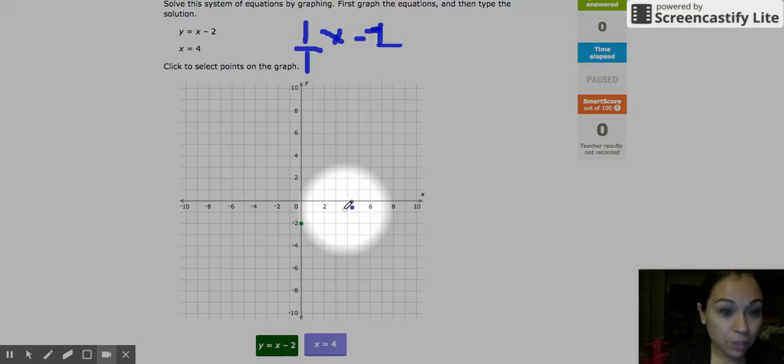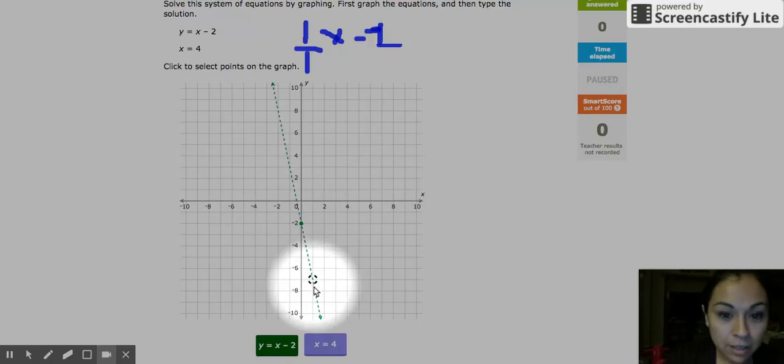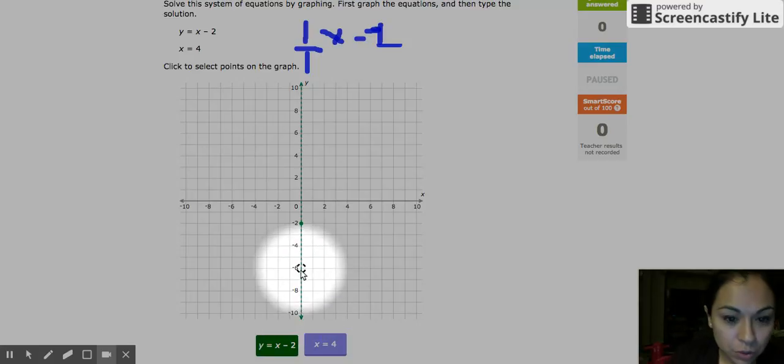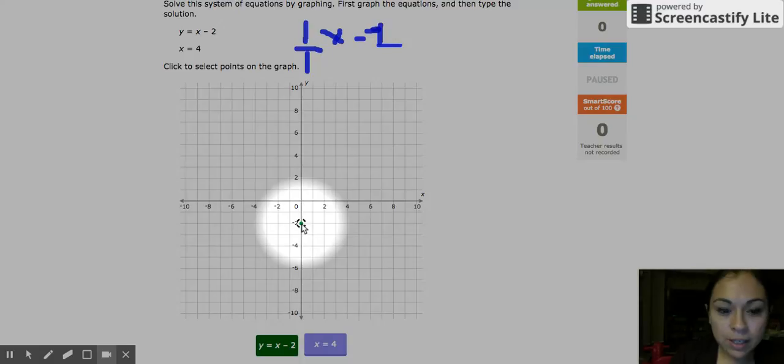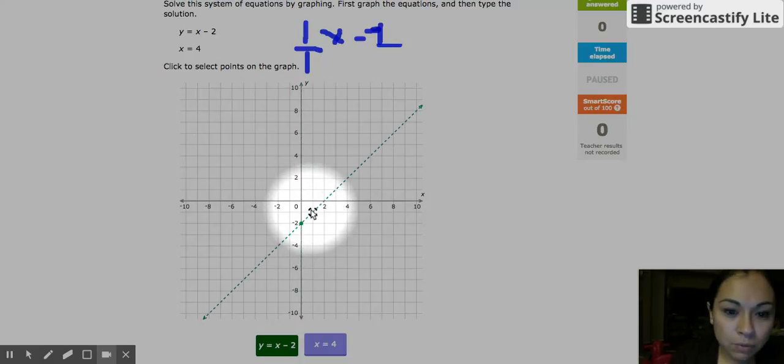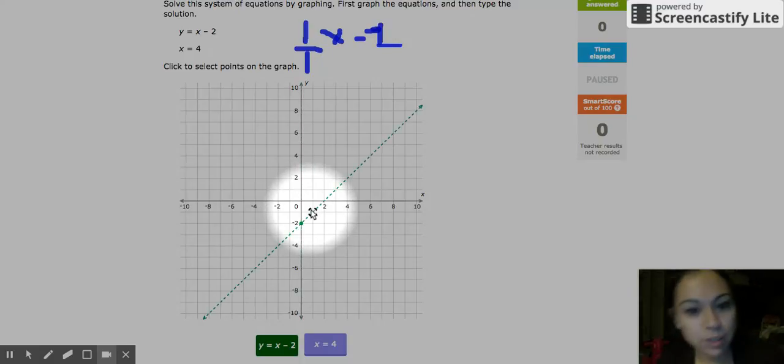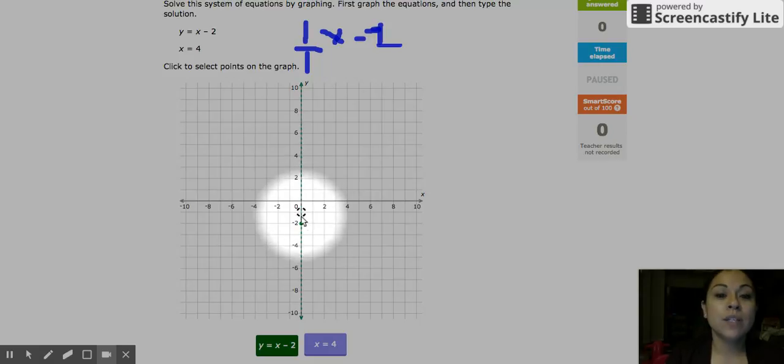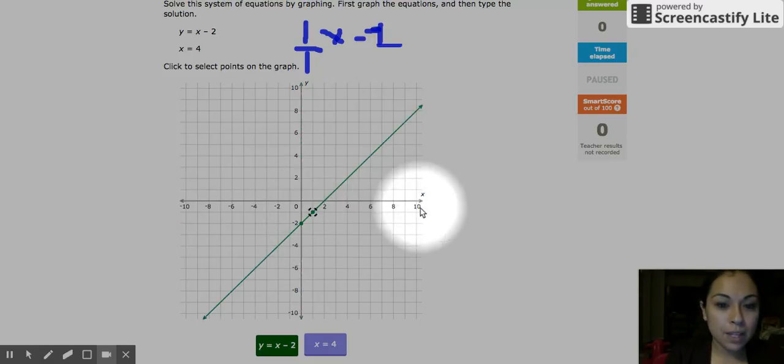So we're going to go back to our graph, and we're going to go to, okay, we're at negative 2. We got our first point, the y-intercept, and now we're going to go up 1, right 1. So you're going to rise 1, go to the right 1, and there's your line.